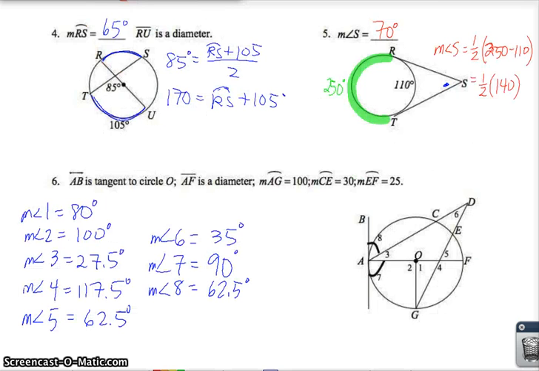Okay, and finally, question number 6. You should have gotten these angle measures for 1 through 8. So look them over carefully. If you didn't get them, bring your questions to class. You need to pay attention closely to the given information. But look at angles 1 through 8.